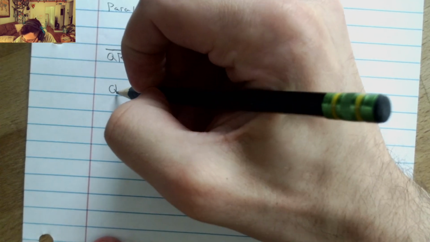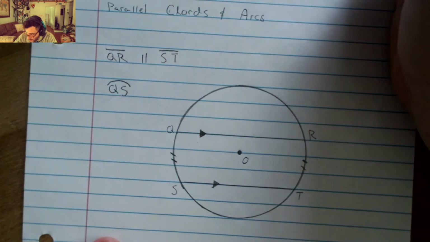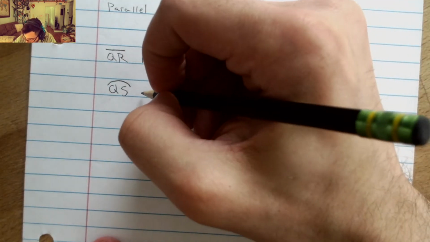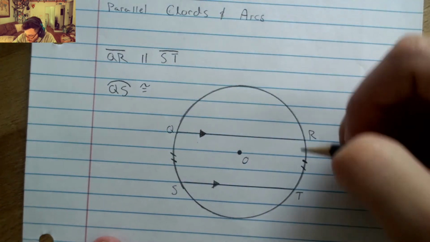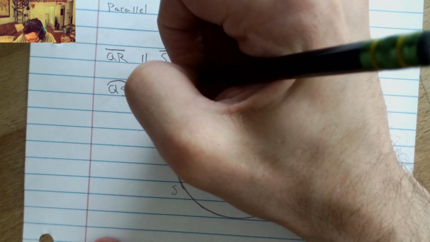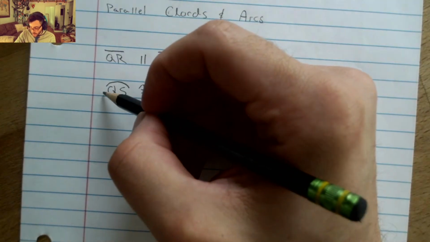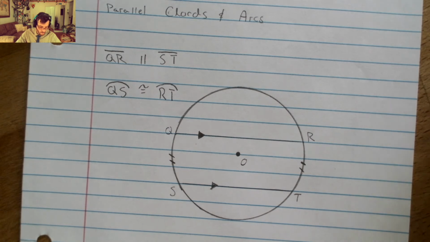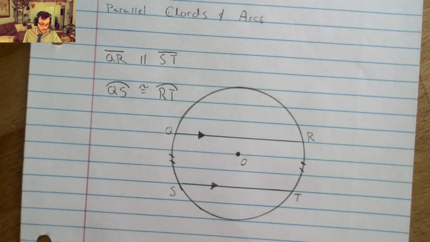If we're going to notate this down on our paper, we're going to say arc QS is going to be congruent to arc RT. We also could say the measures are equal. We can put a little m in front of there. But without knowing the actual degree measures, we're just going to leave it as our congruency symbol.